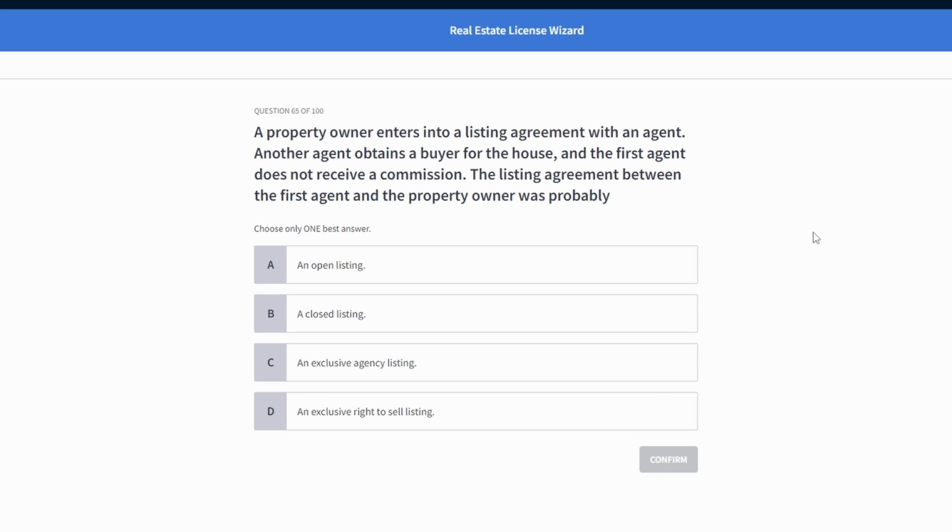All right, 65. A property owner enters into a listing agreement with an agent. Another agent obtains a buyer for the house, and the first agent does not receive a commission. The listing agreement between the first agent and the property owner was probably A, an open listing, B, a closed listing, C, an exclusive agency listing, or D, an exclusive right to sell listing. So take some time to think about this one and come up with your answer.